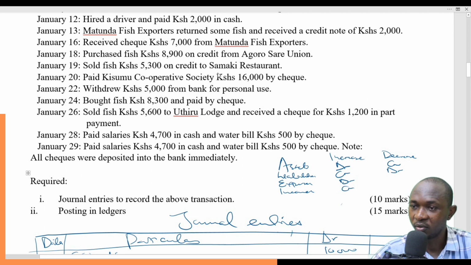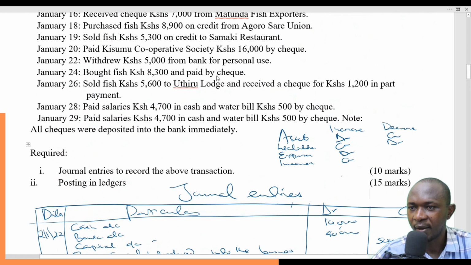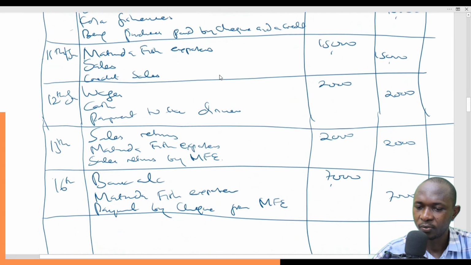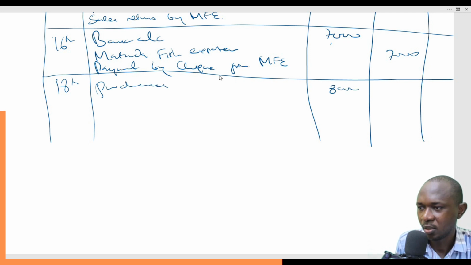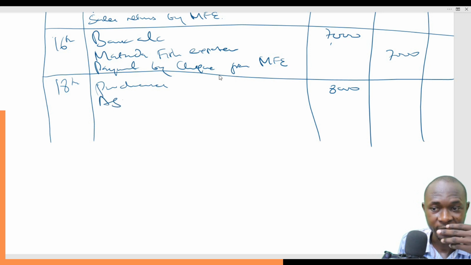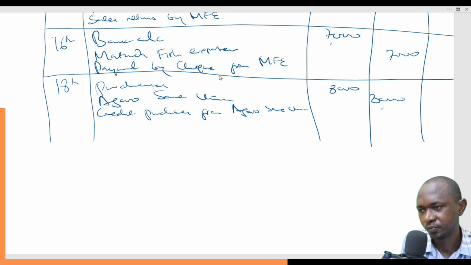The date is on 18th. So 18th, purchases 8,000, and then credit to Agorosare Union. These are now, they will become our creditors. You simply say credit purchases from Agorosare Union, like that, and then you close. That's how it goes.